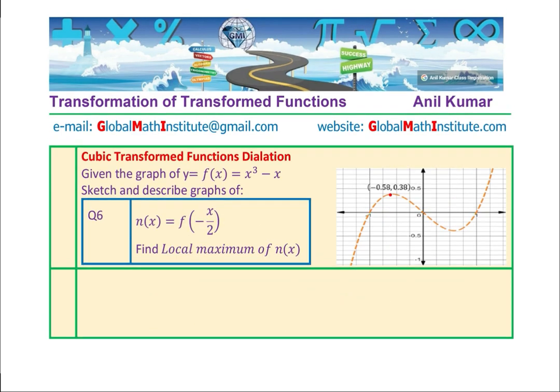Next example here is reflection and stretch horizontal, right? So can you answer this question? n of x equals f of minus x over 2.